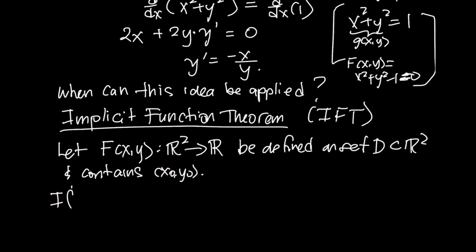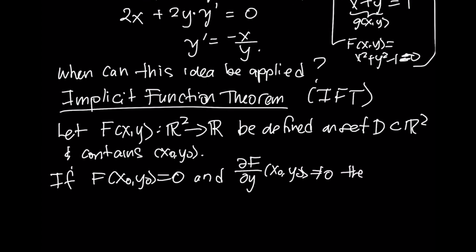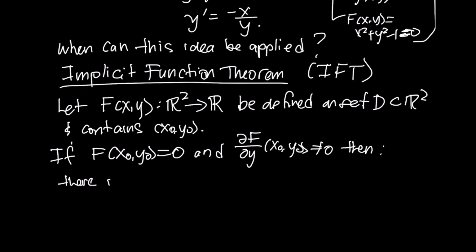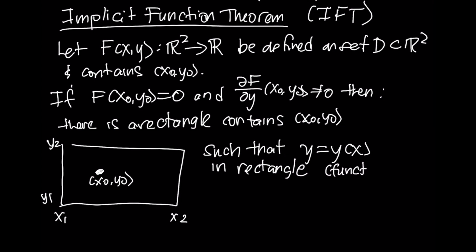If the function is 0 at that point x0, y0, and its partial derivative with respect to y at that point is not 0, then there is a rectangle that contains x0, y0. And I'm going to draw a picture of it, something like this, such that y equals y of x in this rectangle, and it's essentially near the point that we want. We can't really say anything about its values unless we had some more information about the function.